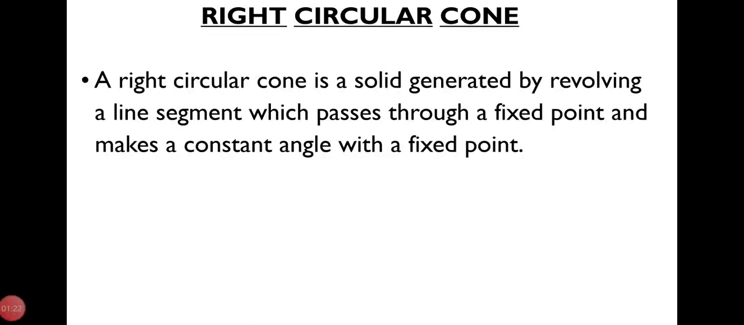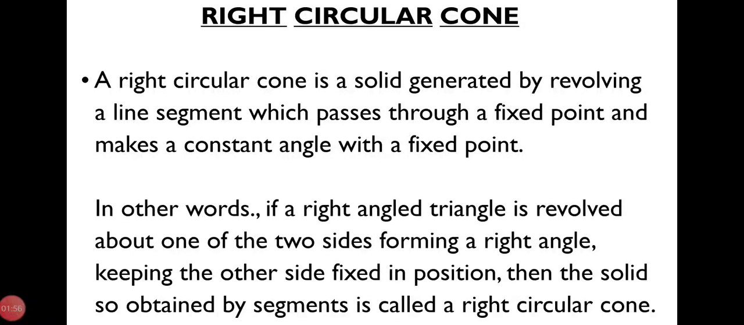Means the part from which the line segment is fixed, when this is rotated, the angle which is made on the different points which give a circular shape is constant, means that angle will remain the same and it will be a right angle. So the name is given as right, and as we rotate or revolve a line segment, we will get a circular shape in the base. So the name is given as right circular cone.